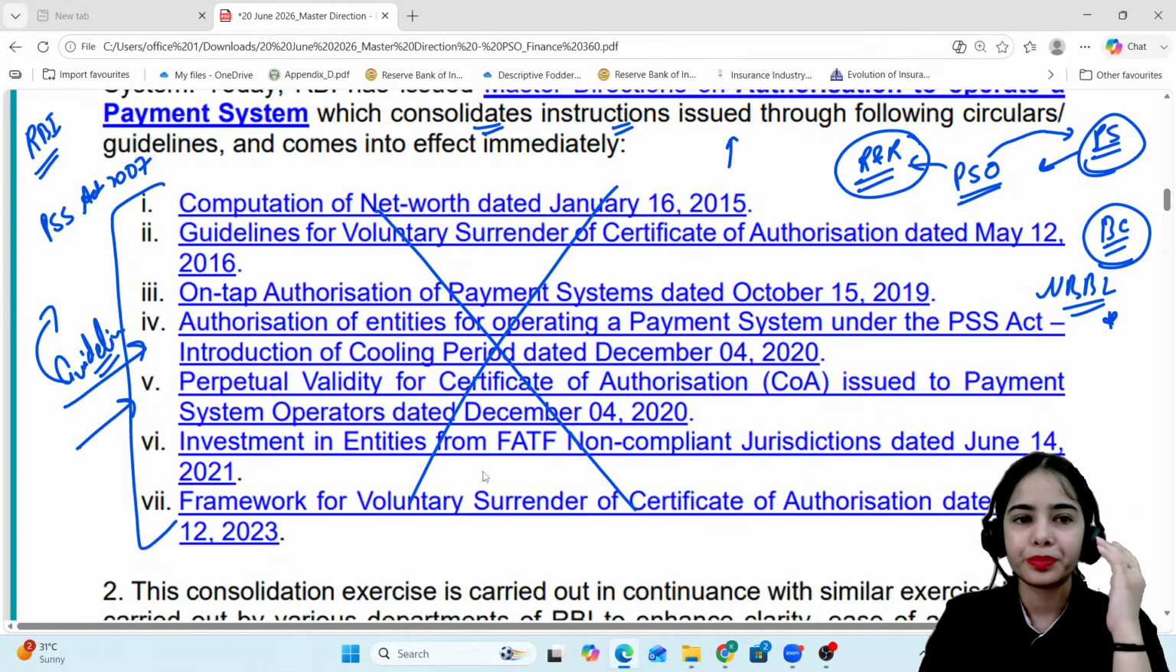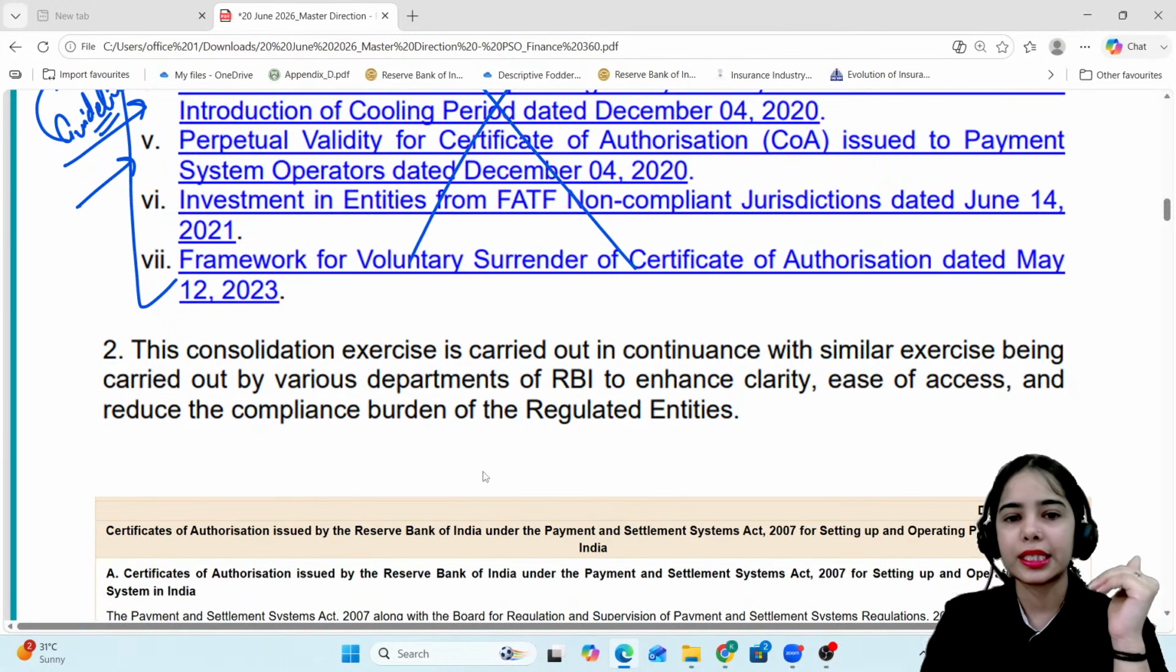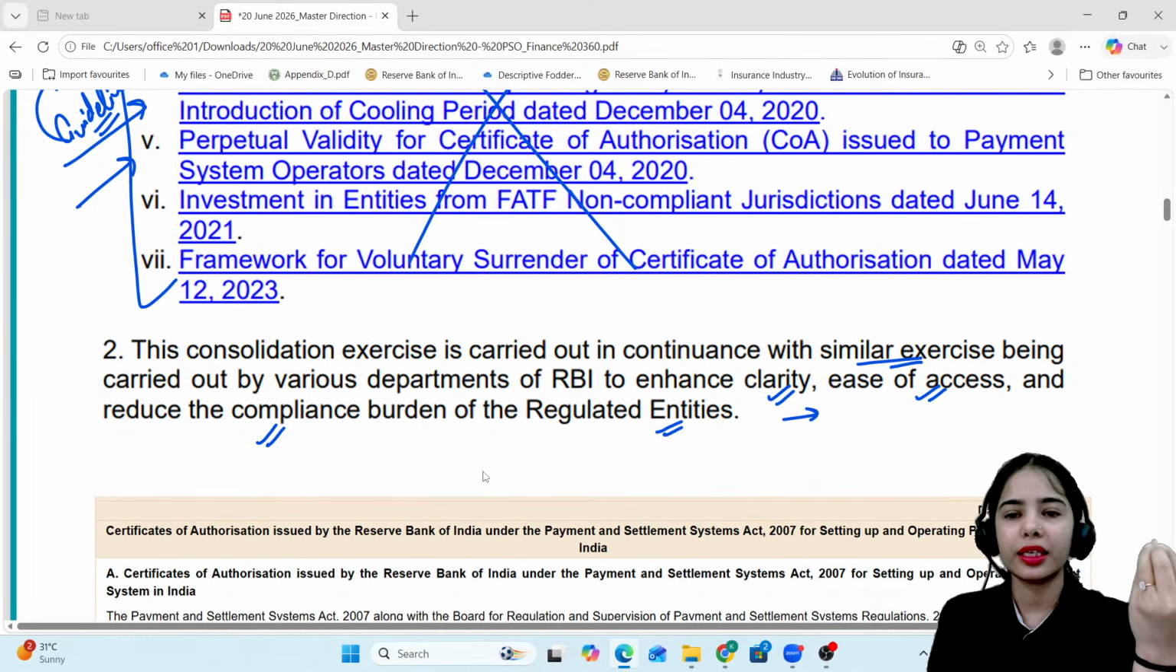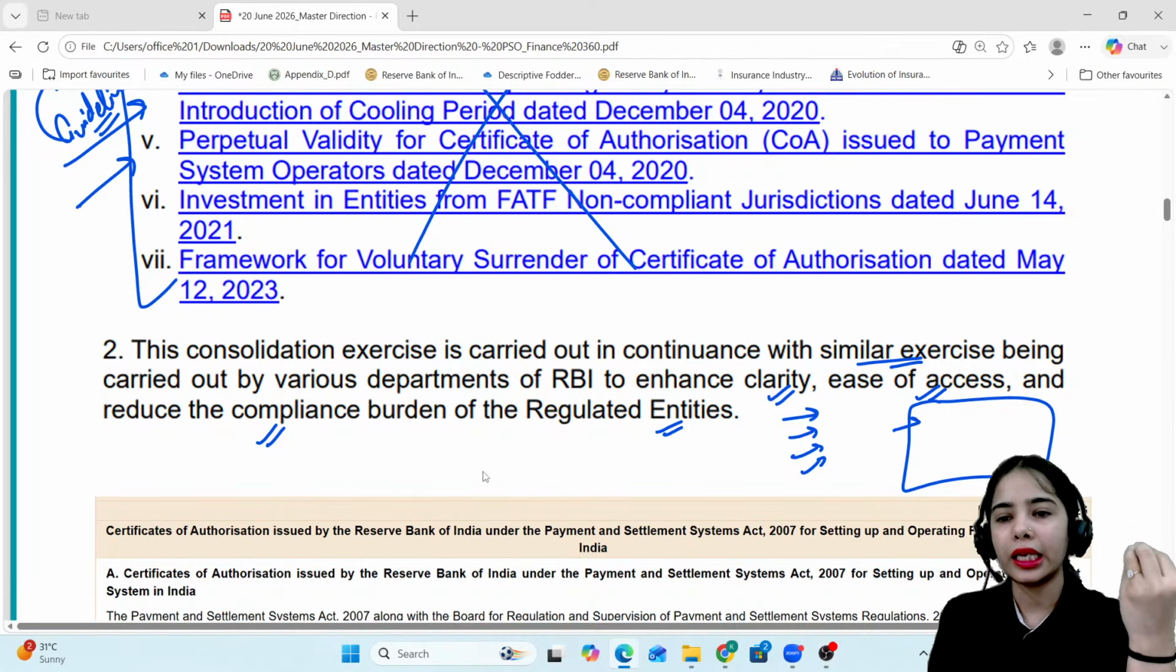Okay, now this consolidation exercise is carried out in continuation with similar exercise being carried out by various departments of RBI to enhance the clarity, ease of access, and reduce the compliance burden of the regulated entities. So rather than following the different guidelines, the RBI has consolidated the important guidelines in one master direction, that is for the authorization of the payment system operators.